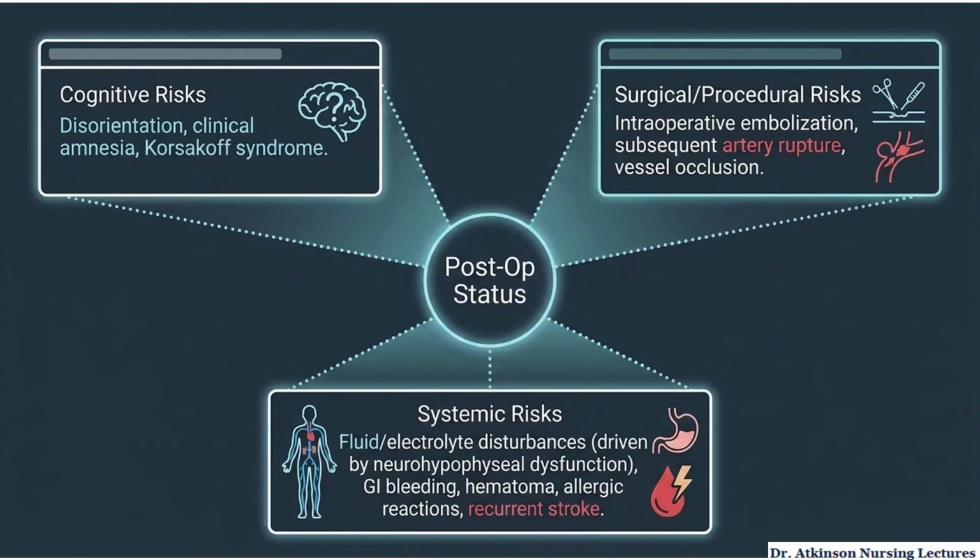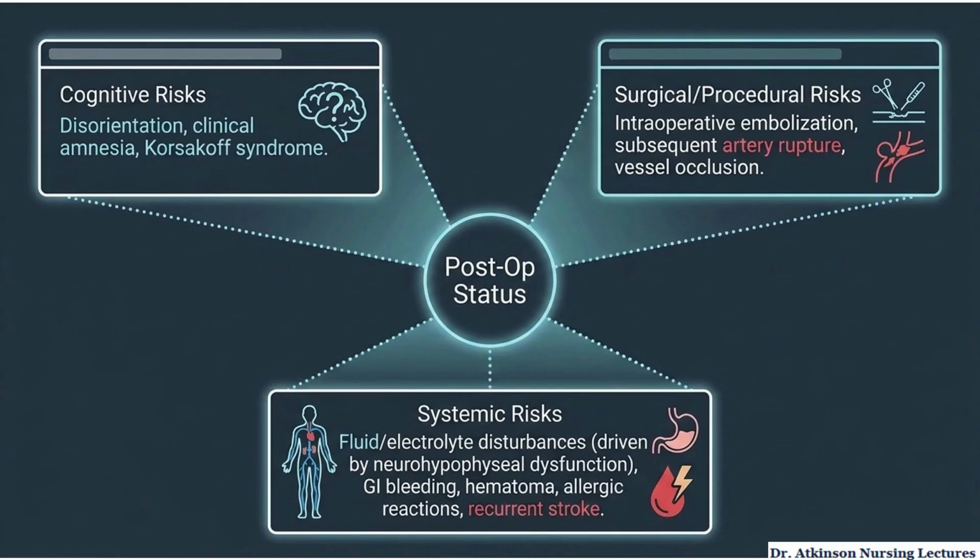Now let's talk about post-operative complications after hemorrhagic stroke interventions, because treatment does not mean the danger is over. In many ways, this is where some of the most intensive monitoring begins. First, we can see cognitive complications. Patients may become disoriented, confused, or develop memory problems. Some patients experience significant amnesia or severe cognitive dysfunction, depending on the bleed location and degree of injury.